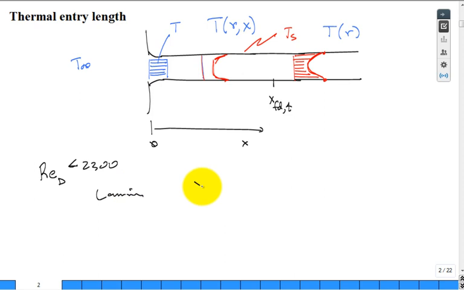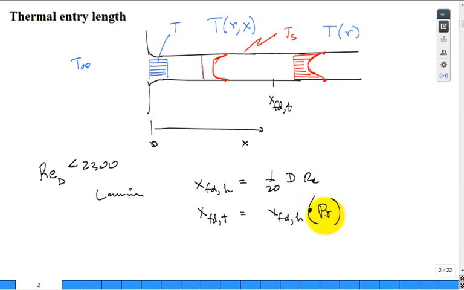And so the x fully developed hydrodynamically, can you remember that equation? 0.05 times the diameter times the Reynolds number. Well, guess what? The fully developed thermally is the fully developed length hydrodynamic multiplied by Pr. I forgot, what is Pr? Prandtl number. And so you just multiply the hydrodynamic length by the additional parameter Pr.